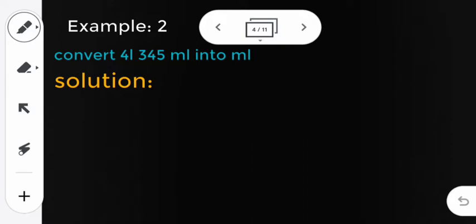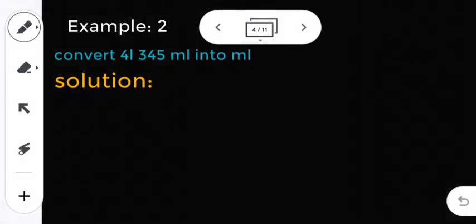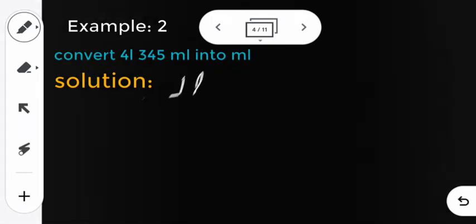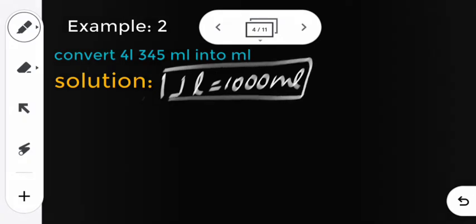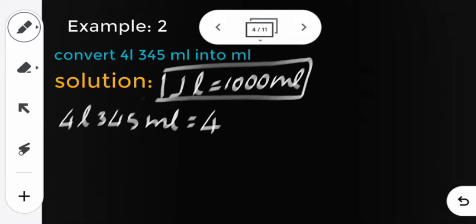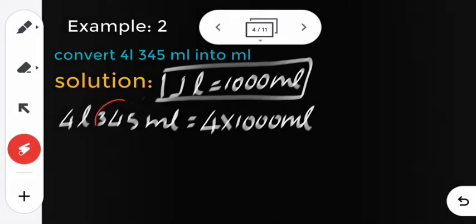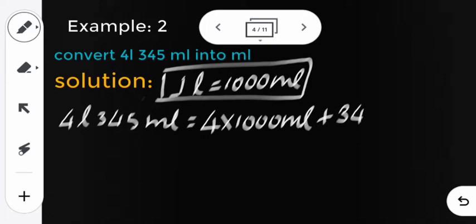Okay, so here also the same formula, liter to milliliter. So big to small. So the formula is 1 liter equal to 1000 milliliter. This is the formula. So let's start the calculation now. 4 liter 345 milliliter equal to 4 liter. So liter, you remove this liter and you have to write into 1000 milliliter. Again this 345 milliliter, it is already in milliliter. You are converting into milliliter only. So this you will not do anything, just you have to plus it there. So plus 345 milliliter.